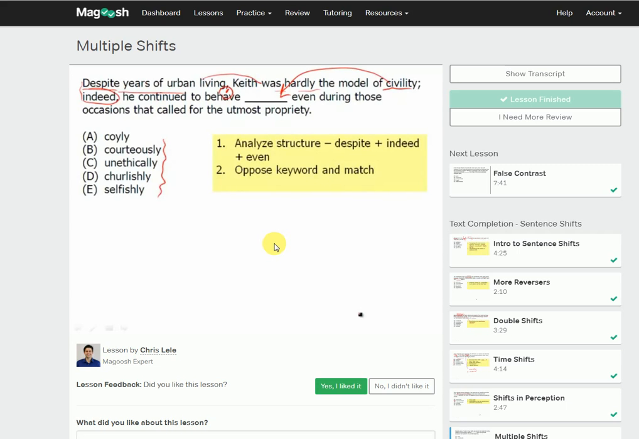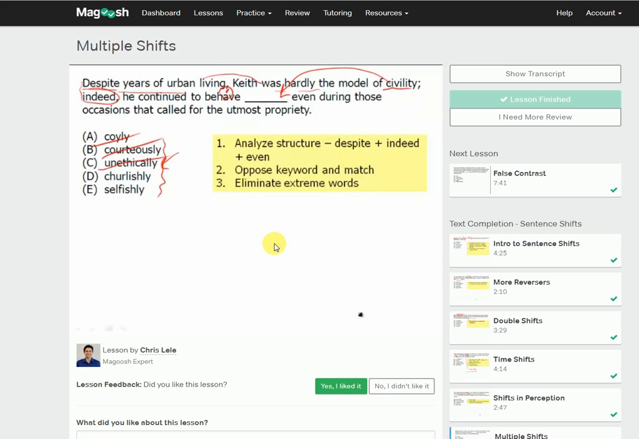So, coyly. To be coy is to be shy and bashful. That is not the opposite of civility or to be civil. Courteous is a synonym. I'm going for the opposite of courteous. Unethically. In this case, that's a little bit extreme. So you want to, of course, eliminate these extreme words in some cases. Obviously, if it fits the blank, then you don't want to eliminate it. But in this case, we're not going for something as extreme as unethical. To be uncivil or not civil doesn't mean you're really breaking some moral law.